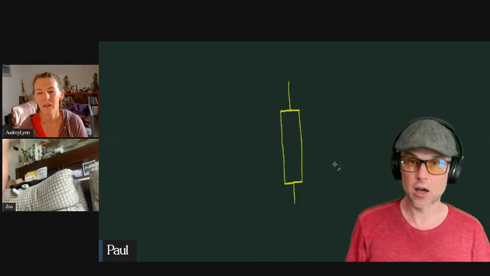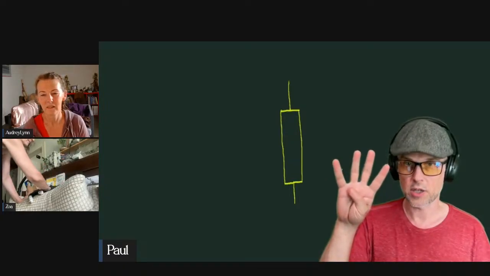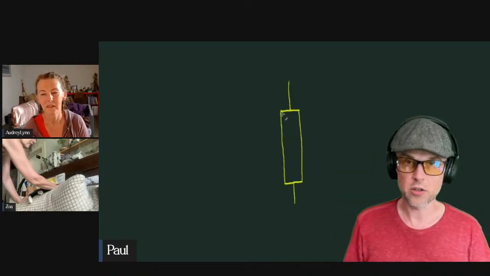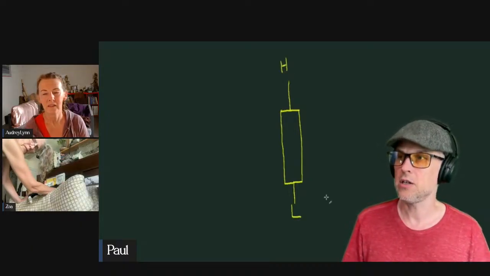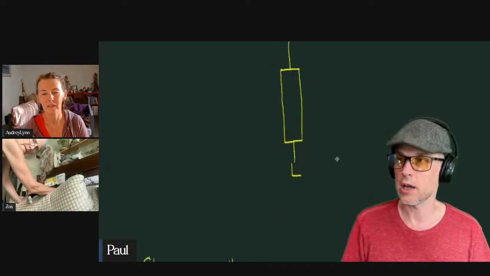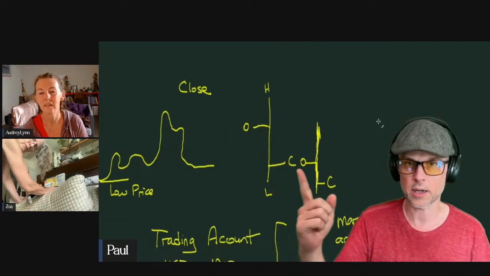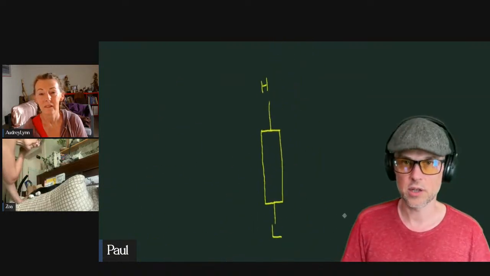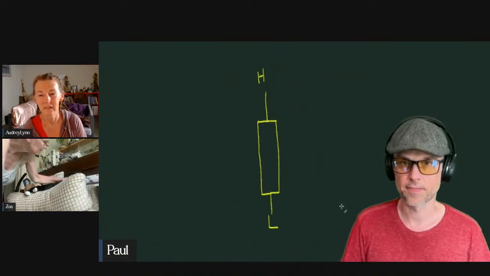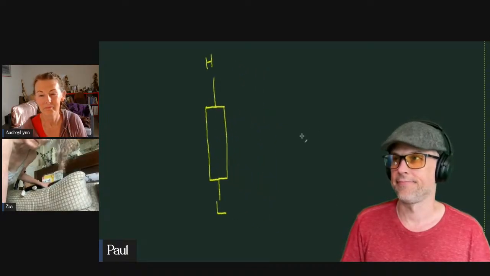So now you still have your 4 price points. You got your open, your close, your high, and your low. Obviously, this is the high and this is the low. But how do you know which is the open or the close? Like, at least with this one here, the open is on the left and the close is on the right. So how do you tell with this? I'll show you.